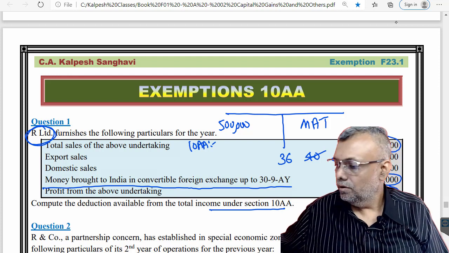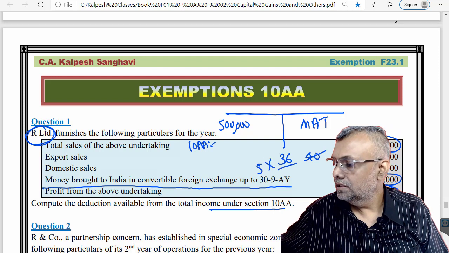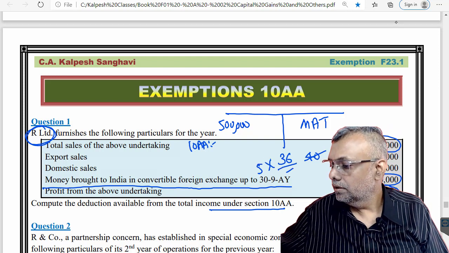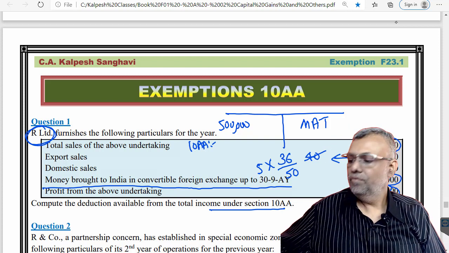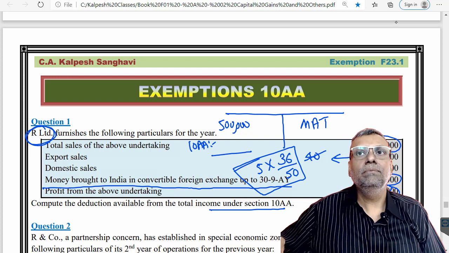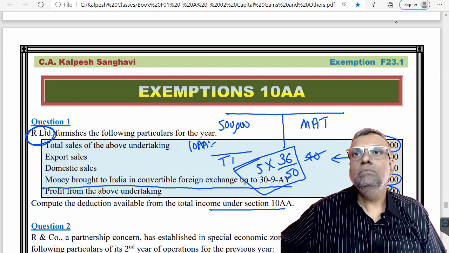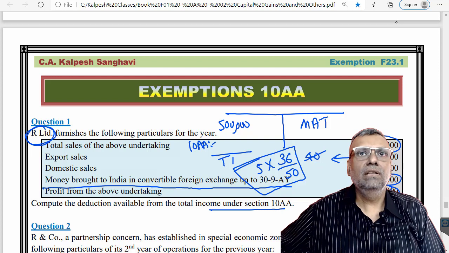So my 5 lakhs multiplied by 36 divided by total turnover, that is 50. Once I do this multiplication, I will get this 10AA deduction. And the balance will be my total income chargeable to tax. Is that very much clear?